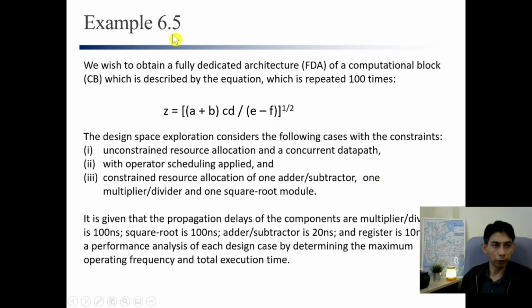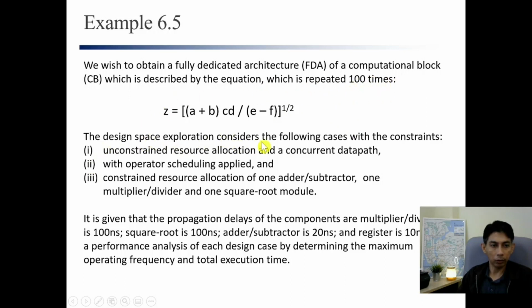Okay, now let's go to example 6.5. We wish to obtain a fully dedicated architecture, FDA. FDA is the fully dedicated architecture, where all the designs that we made in this chapter are actually FDAs, an architecture for a very specific purpose. For example, a circuit that only performs this operation. That is called a fully dedicated architecture of a computational block, which is described by this equation, and it is repeated 100 times. So this equation will be repeated 100 times in this case.